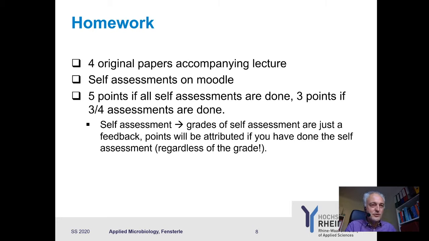I say no, you have to start right away. However, you start in a very mild manner. This is not in the exam. This is a homework, and you can have an original paper.